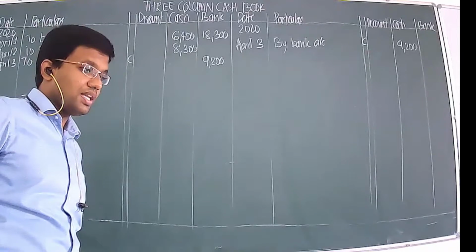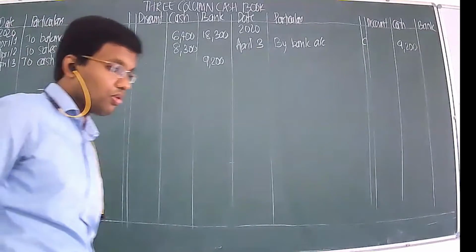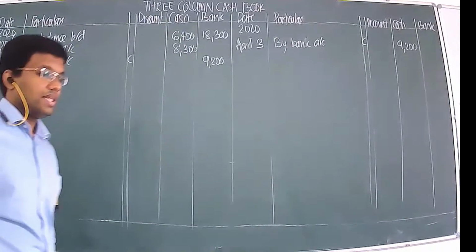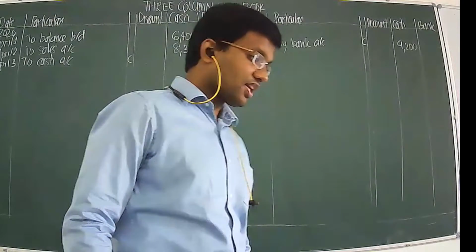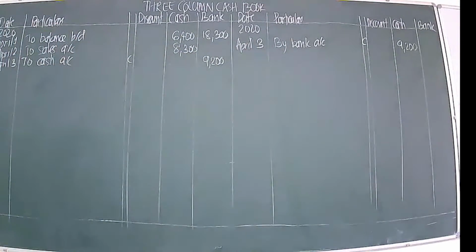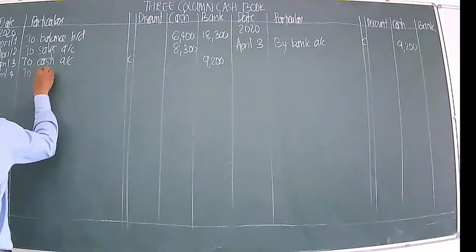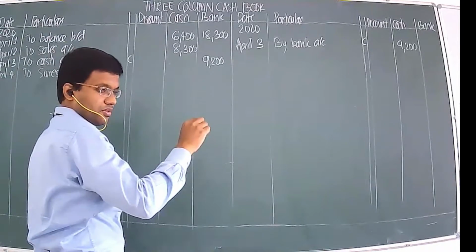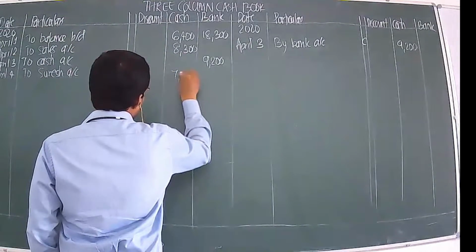Is there anyone who would like to try? Okay, we have Yasmin again. Sir, can you unmute Yasmin? Yes, Yasmin, can you please help us with this transaction? So the entry is to Suresh account in the debit side. Okay, so debit side, April 4th, to Suresh account. Okay, excellent. And which column? Cash column, sir.